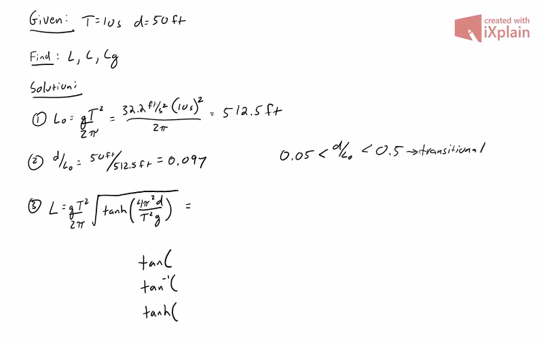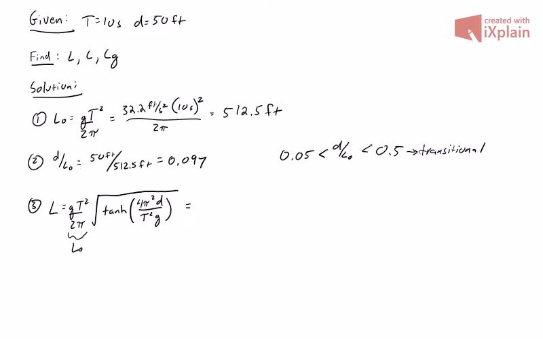And these hyperbolic functions, these hyperbolic sines and cosines and tangents, there are a bunch of weird combinations of e to the x plus e to the -x, and so we're not going to use them in this class other than simply knowing how to get access to hyperbolic tangent for these specific problems. Now, what you might also notice is that this first part, gt squared over 2 pi, well, that's just equal to the deep water wavelength, which we've already solved. So that's kind of useful.